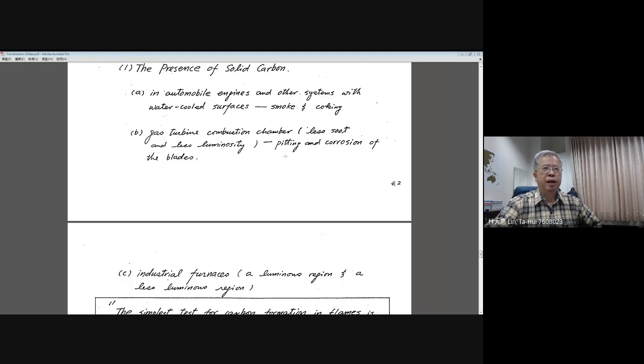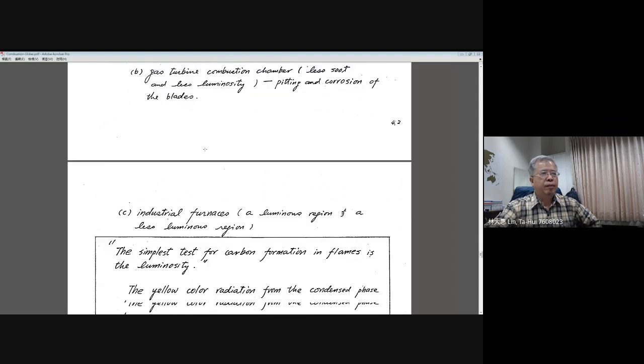You need to check the blade surface regularly to find out whether we have any pitting or corrosion, because when you have surface pitting or corrosion, they will give you roughness and will influence the whole flow structure. Then the power output will be reduced. Okay, this is the second category.